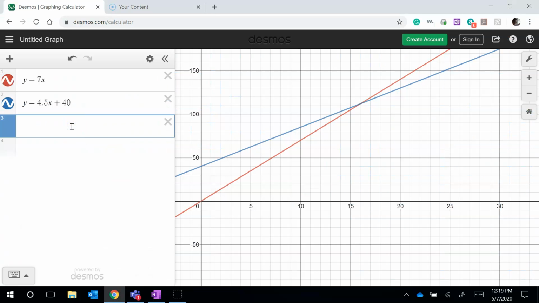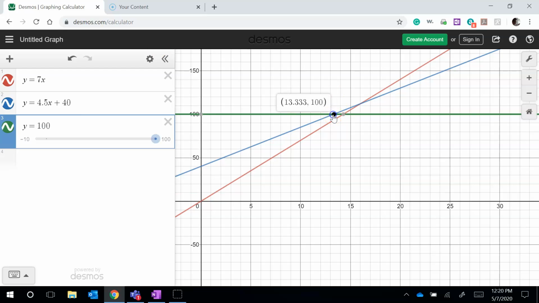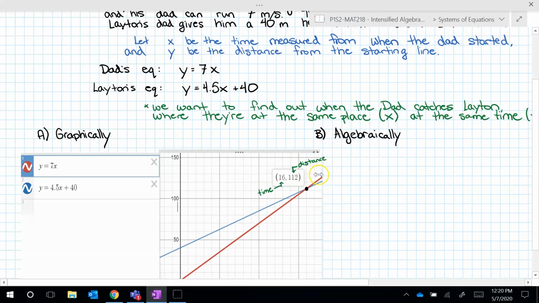If I wanted to find out exactly where they each were when they hit 100, I could put in this, right? The kid took 13 seconds from when the dad left. It was 13 and a third seconds later. The dad didn't cross until a little bit after 14 seconds. So the kid won that race. Right? But what we're really interested in is this solution, right?